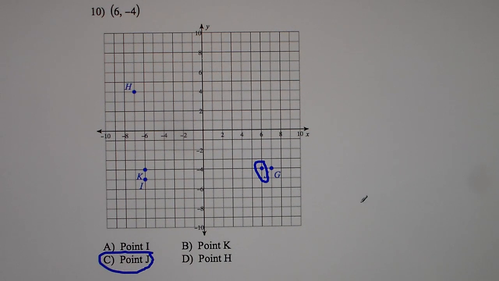Alright, hopefully this helped you. This is some extended notes here for 1-1 in geometry.